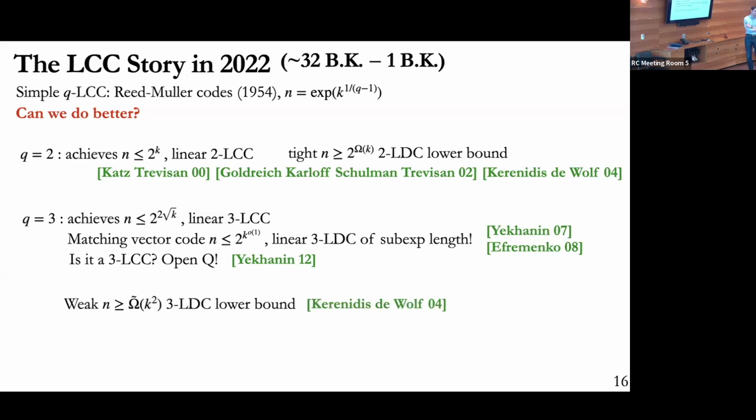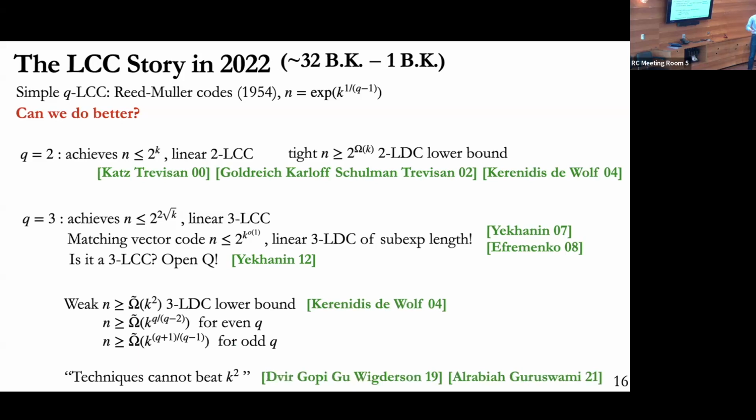Moreover, our best lower bounds here are actually just the same. So how do we prove a lower bound for an LCC? The paradigm is you give up and you say it's just a locally decodable code, and you prove a lower bound for the locally decodable code. The lower bounds are just coming from LDCs. And again, we have the same barrier at k squared, same as before.